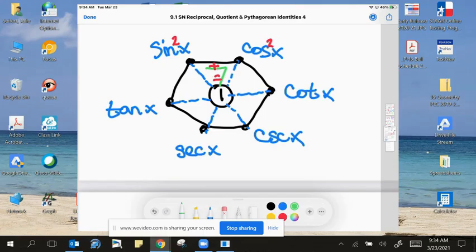Now, one of the others was tangent squared x plus 1 equal to secant squared x. Tangent squared x plus 1 equals secant squared x. Again, it's along the number 7. So the other place this works is in a third piece of the hexagon. 1 plus cotangent squared x is equal to cosecant squared x. And those are your Pythagorean identities.